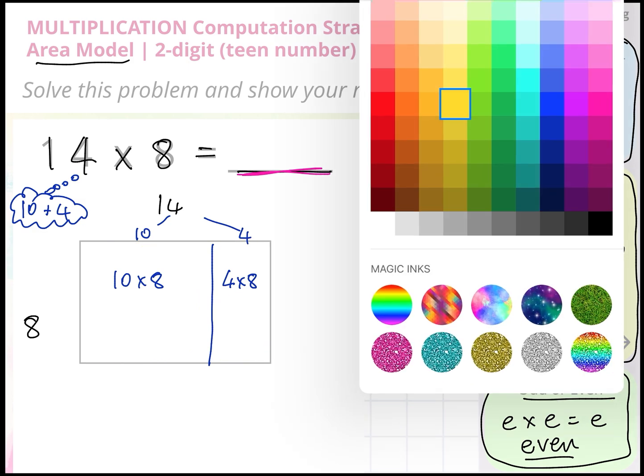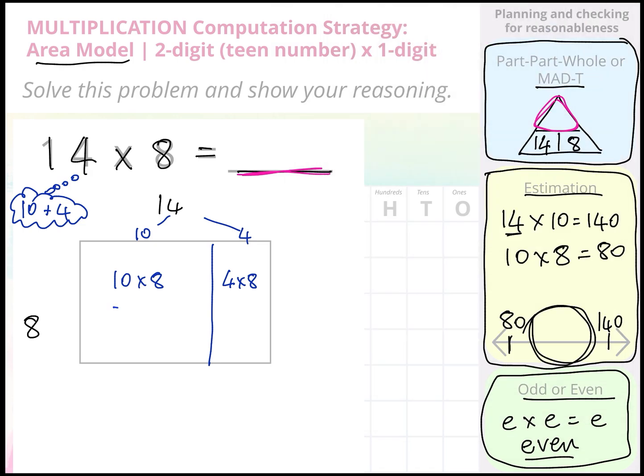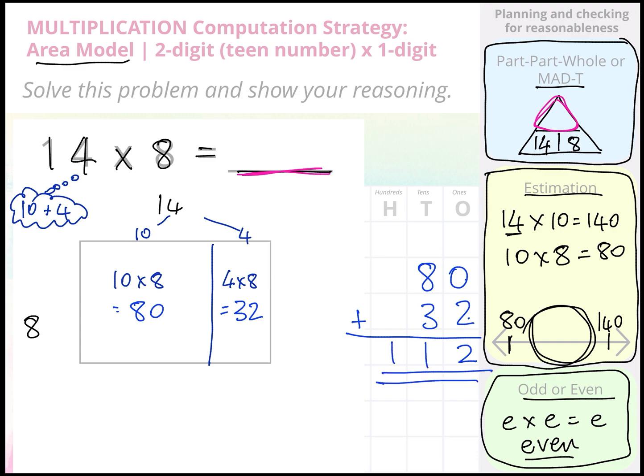10 times 8 is 80. So I'll write that in my place value chart for adding up using the vertical algorithm later. And 4 times 8 is 32. So I'll add those two together. Adding the ones place first, 0 ones plus 2 ones is 2 ones. 8 tens plus 3 tens is 11 tens. So I think my answer is going to be 112. Let's wait and see if I'm on the right track.